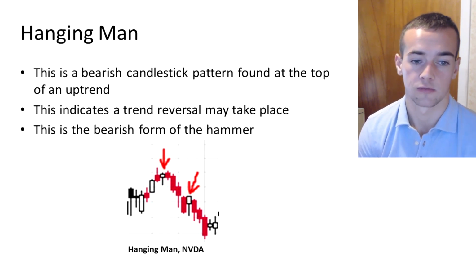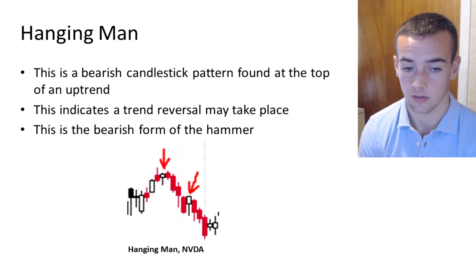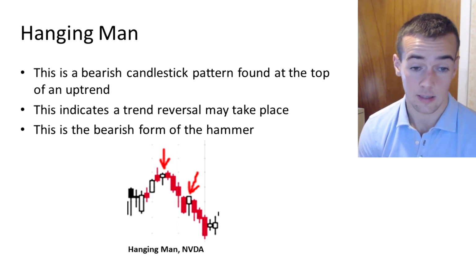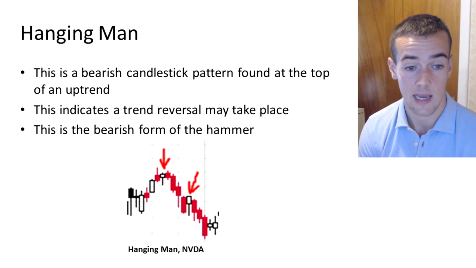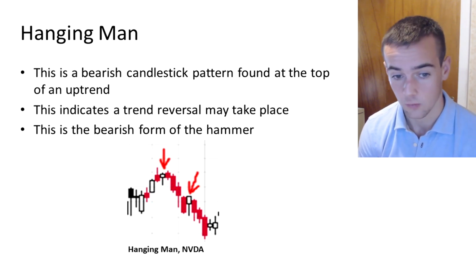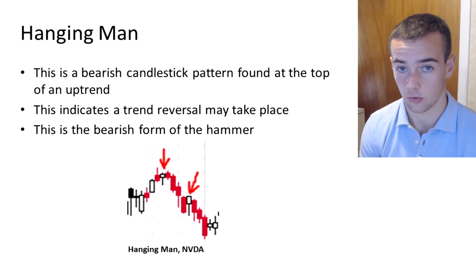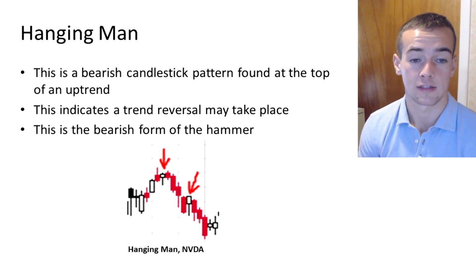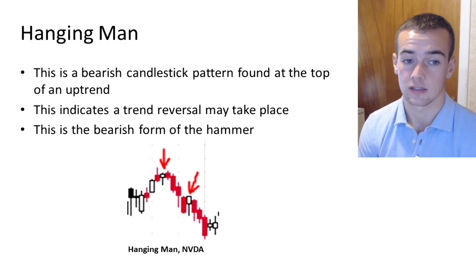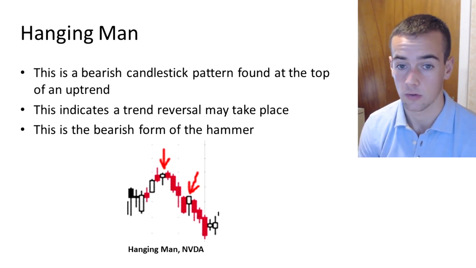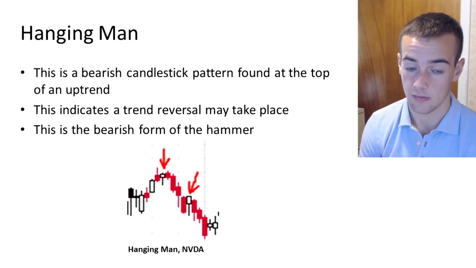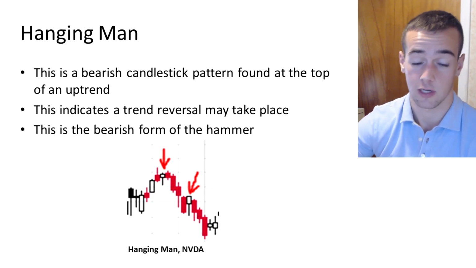So here's an example of two hanging man patterns that appeared in Nvidia stock, and obviously that was a very good indicator of a trend reversal, because after the first one appeared, there were 4 days down, and then the second one appeared and it was down another 3 days after that. So that is an example of a hanging man, a bearish candlestick pattern found at the top of an uptrend. That is when you really want to pay attention to this particular candle.